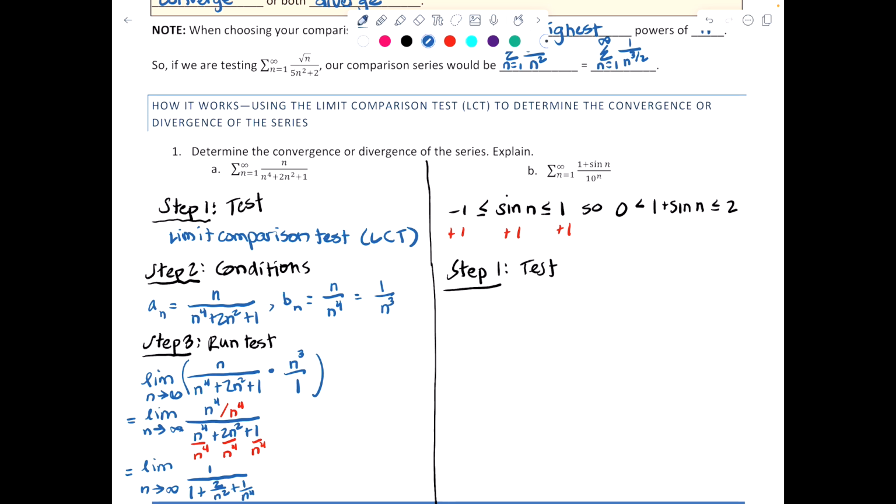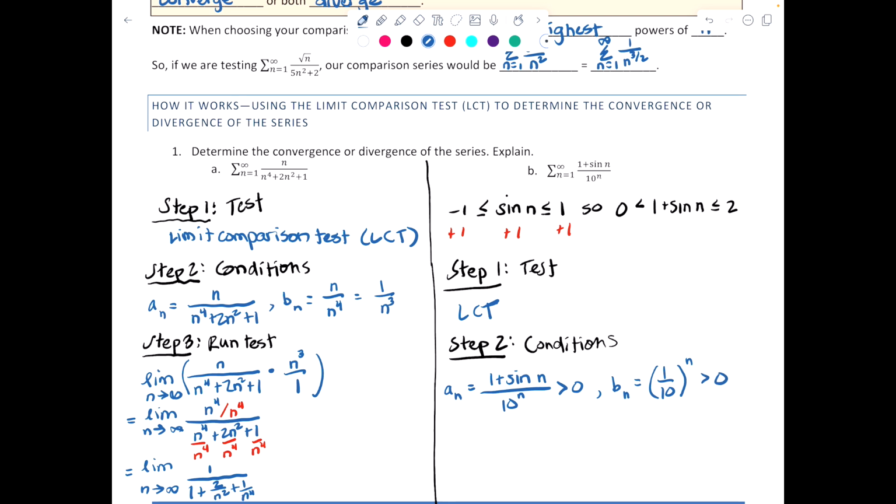for our test, we will use the limit comparison test, conditions. I'm looking at that 1 over 10 to the n, right? And thinking geometric series. So under our conditions, we'll put what our sequences are. A sub n is 1 plus sine of n over 10 raised to the n. And that is greater than 0 for n greater than or equal to 1. Our b sub n will be 1/10 to the n, which is also greater than 0 for n greater than or equal to 1.